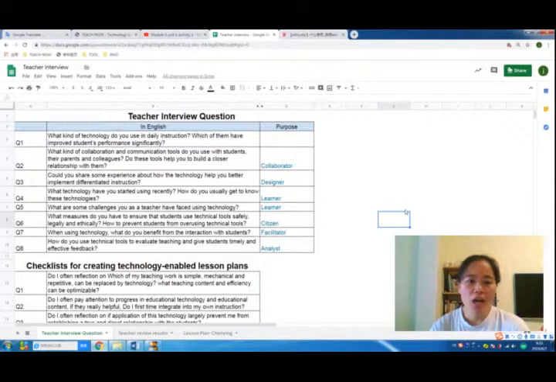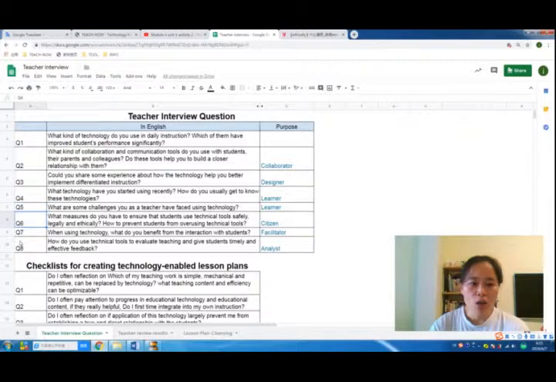Question 3. Could you share some experience about how the technologies help you better implement differentiated instruction? Question 4. What technologies have you started using recently? How do you get to know these technologies? Question 5. What are some challenges you as a teacher have faced using technology?